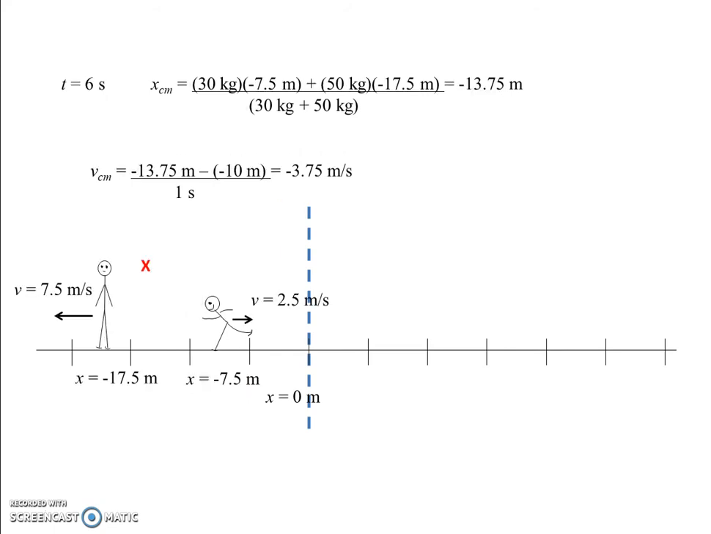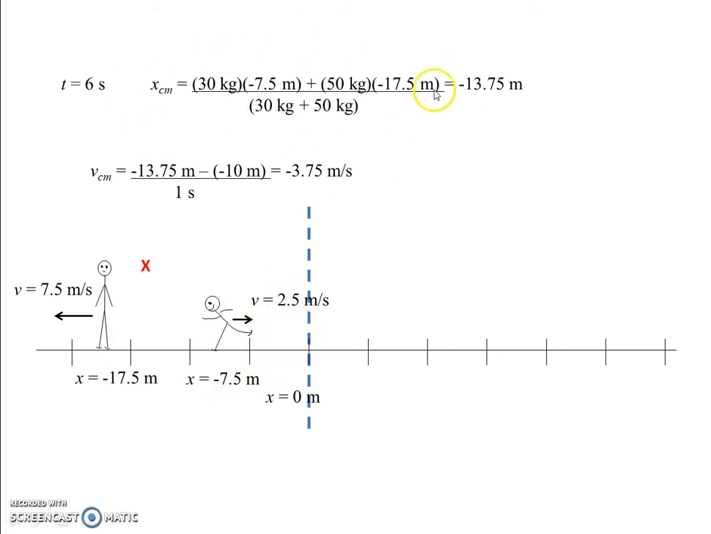At time equals 6 seconds, now, of course, we're in an after situation. The little brother rebounded 2.5 meters per second to the right. Chaperone's son goes off at 7.5 meters per second to the left. So in 1 second, chaperone's son moves from 10 to negative 17.5. In 1 second, little brother moves from 10 to negative 7.5, 2.5 meters per second to the right.